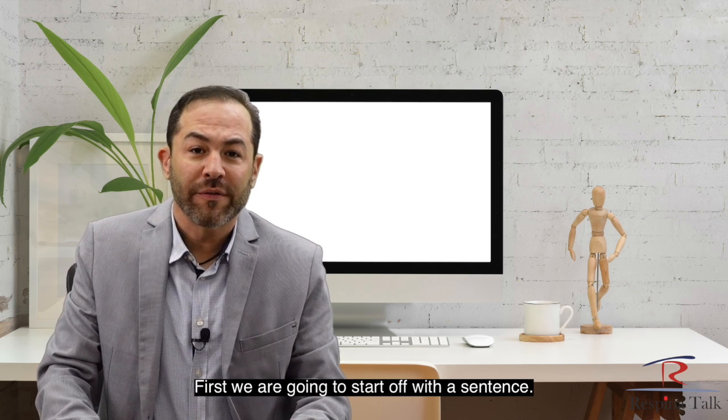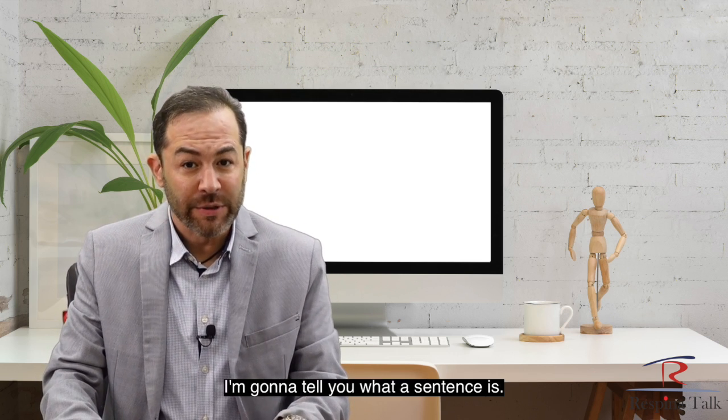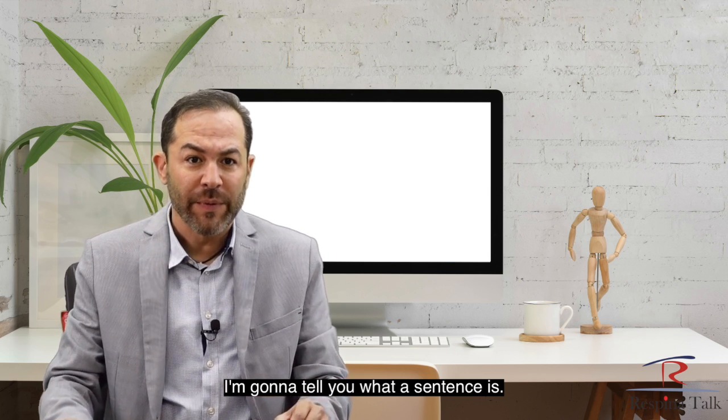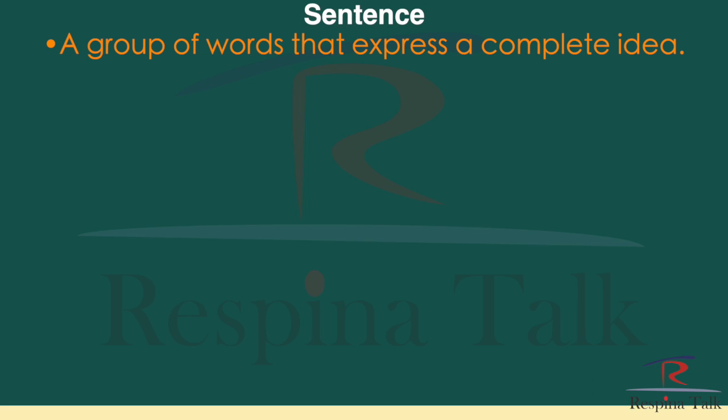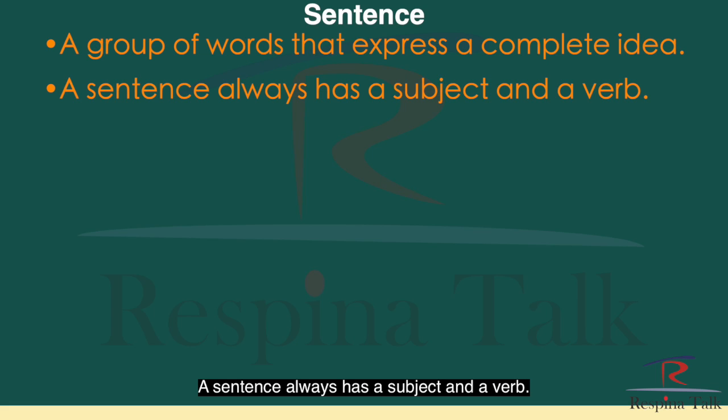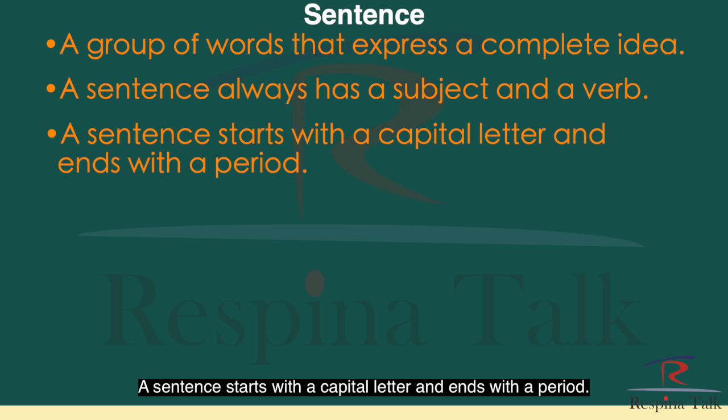First, we're going to start off with a sentence. I'm going to tell you what a sentence is. A sentence is a group of words that express a complete idea. Now, a sentence always has a subject and a verb. A sentence starts with a capital letter and ends with a period.